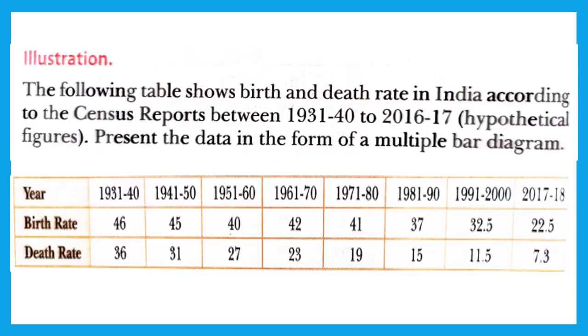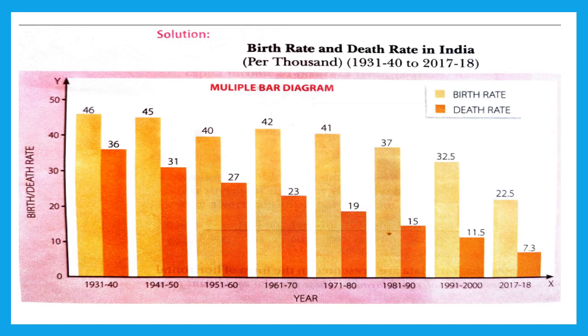Now see, the following table shows birth and death rate in India according to census reports between 1931 to 40 to 2016 to 17. Hypothetical figures, okay, these are just imaginary or hypothetical figures. Present the data in the form of multiple bar diagrams. Okay, see, this is the year and there are two sets of series, that is birth rate and death rate. Now see, this is the presentation of multiple bar diagram.